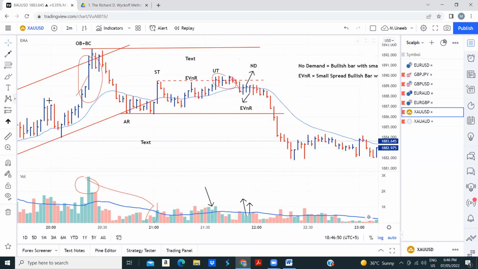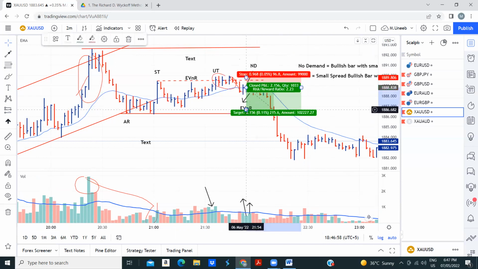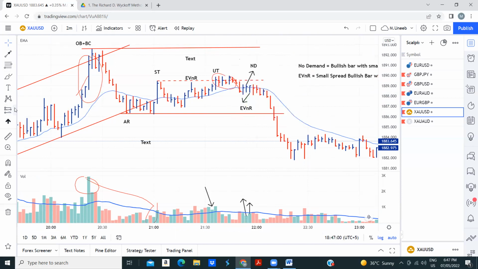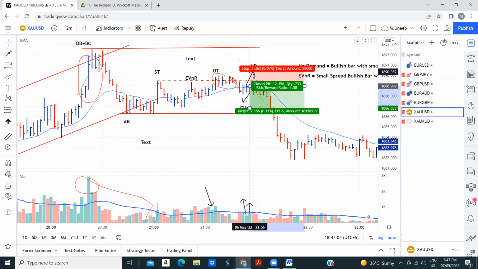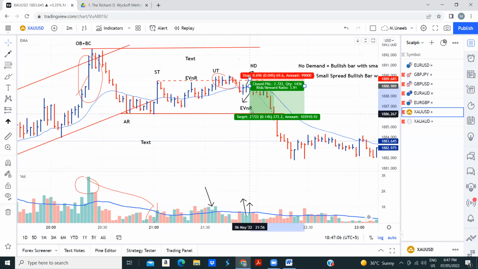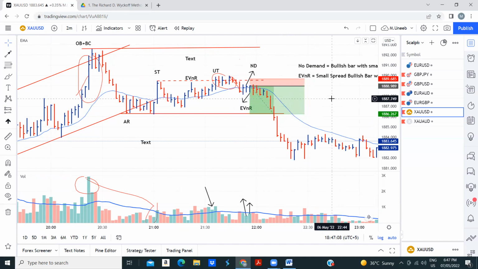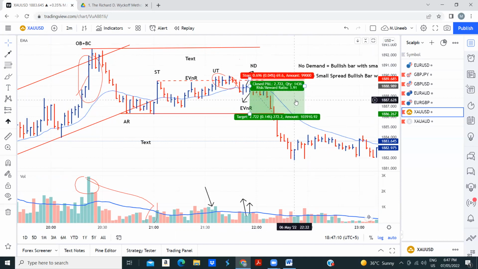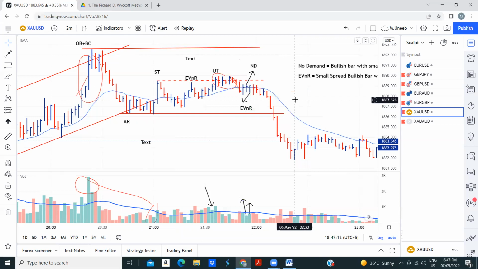So here we have no demand as well. We can sell our trade right over here if you want, on the no demand, or we can also sell our trade on this part, which is effort versus no result. It's up to you. Got it? These both are ideal positions to sell the market.